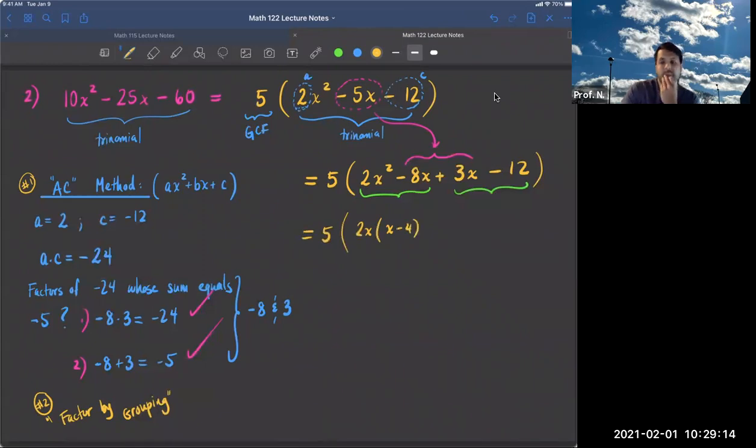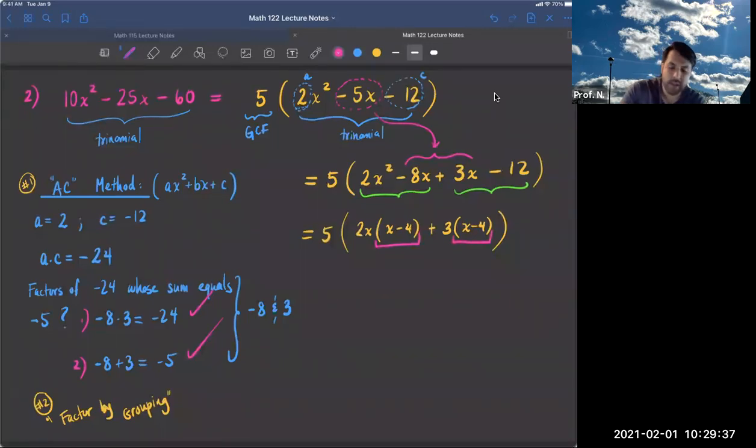Do you see that? And then I can factor from the second group a 3. Does everyone see that? I factored each group individually. And then what do I notice that's the same? There's an x minus 4. There's another x minus 4.